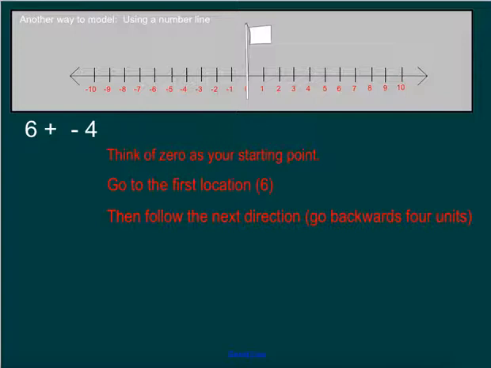We can also do it by moving a flag. We can think of 0 as our starting point, and by going to the first location, 6, we would need to move 6 units, 1, 2, 3, 4, 5, 6. And then when we're adding -4, we have to follow in the opposite direction because we have a negative. So we would go back 4 units, 1, 2, 3, 4. And we would see that 6 plus -4 is 2.